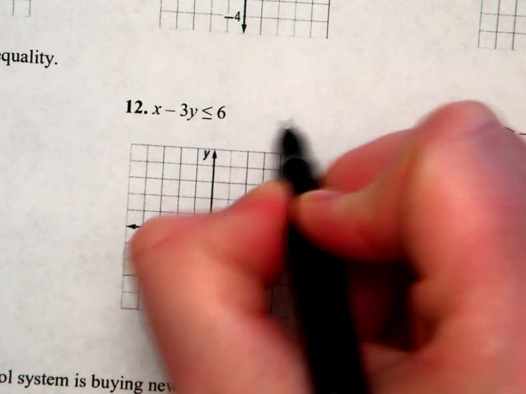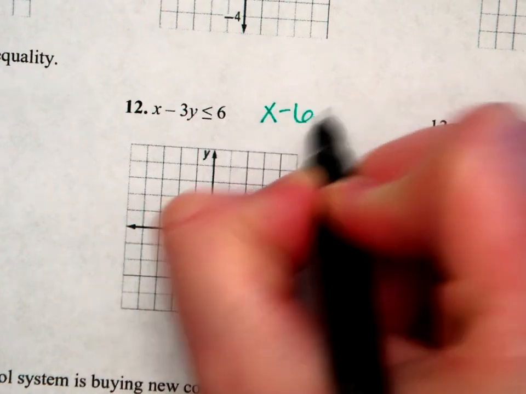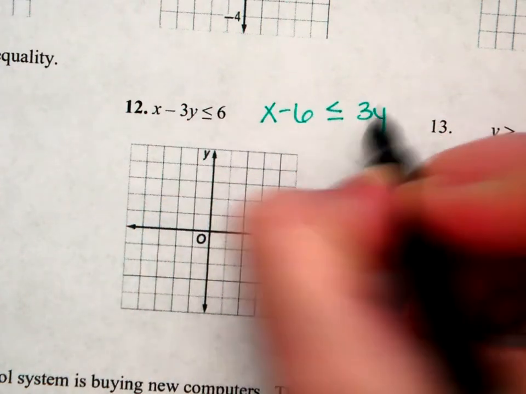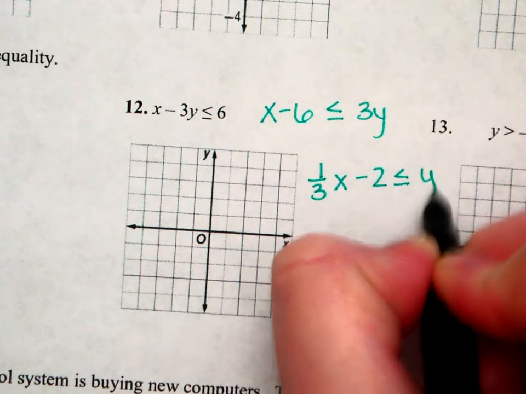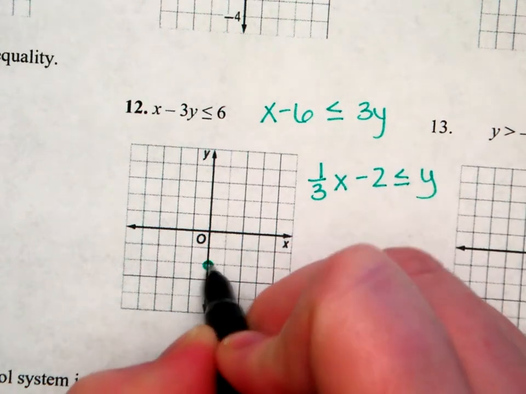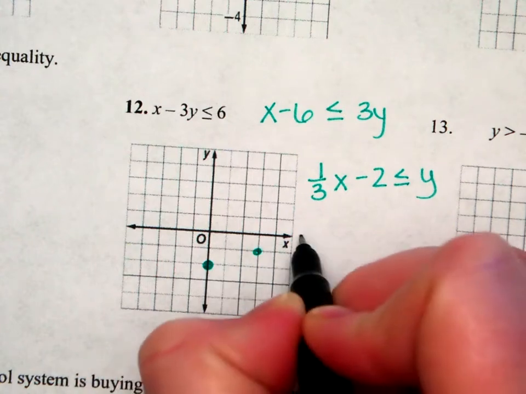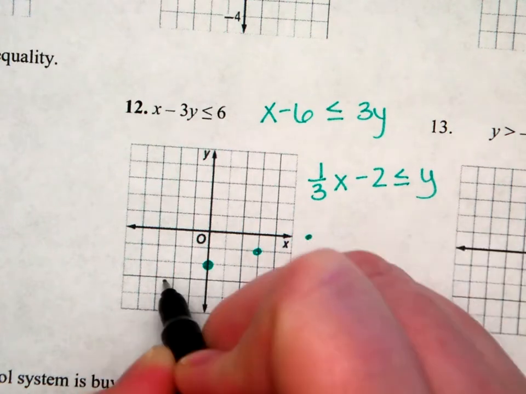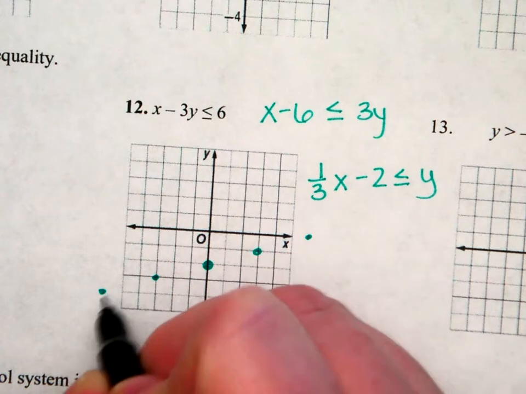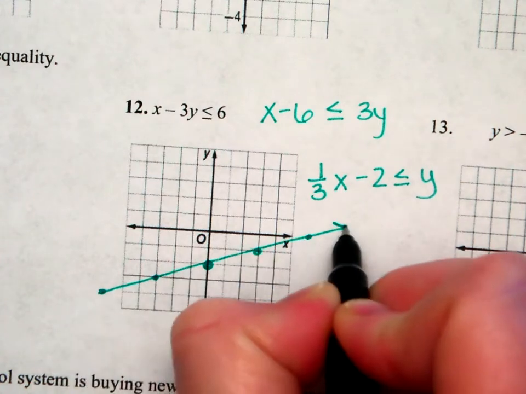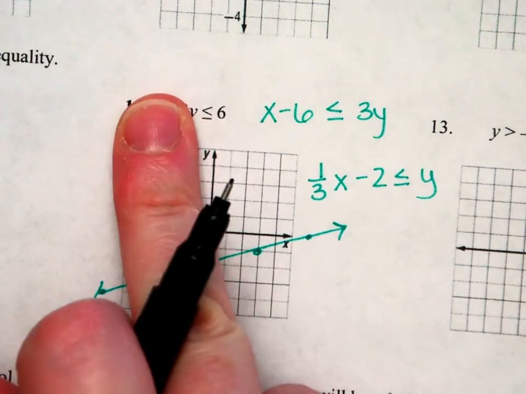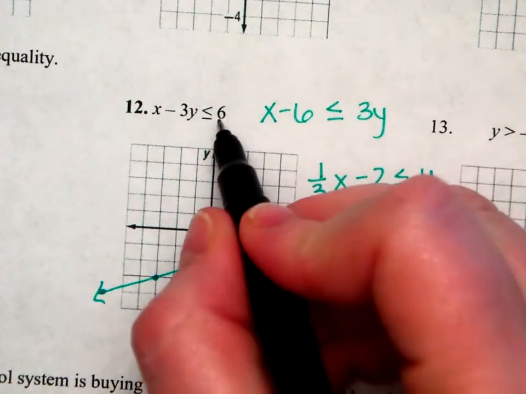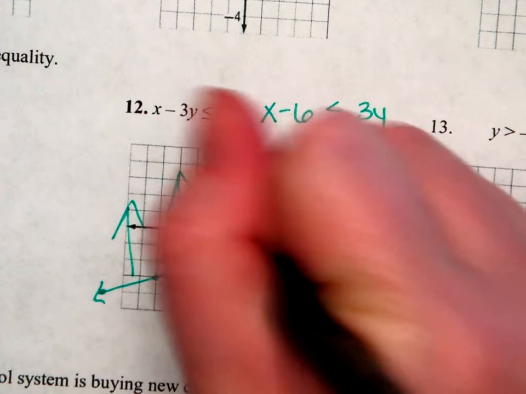Solve this one for y. Add the 3y and the 6: x minus 6 is less than or equal to 3y. Divide by 3, I get 1/3 x minus 2 is less than or equal to y. Start down here at negative 2, it's a closed circle. Up 1 over 3, up 1 over 3 over here. Down 1 over 3, down 1 over 3 over here. Solid line. Plug in 0, 0 for a test point into my original equation. Is 0 less than or equal to positive 6? That's true. So you can shade by the arrows.